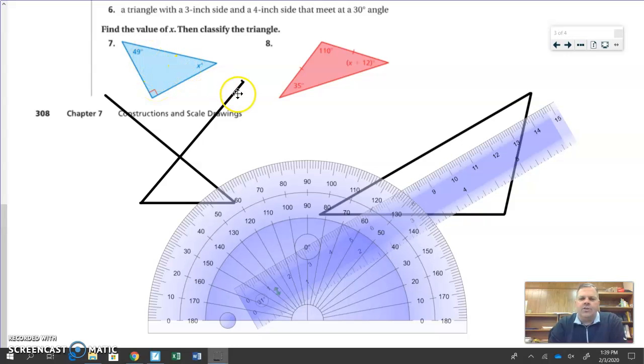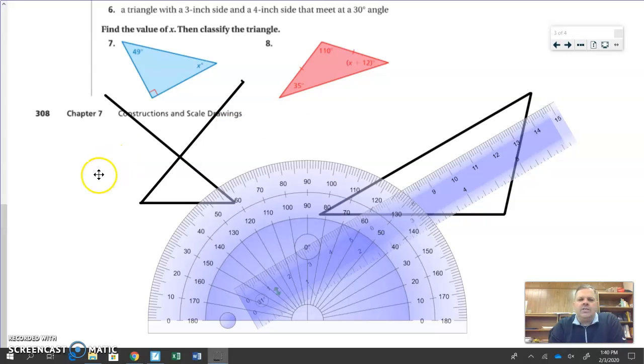All sides are different. In this one, I know that 110 plus 35 plus x plus 12 will equal 180. When I add the 110 plus the 35, that's 145, plus the 12, which is 157. Subtract that from 180. 180 minus 157 is 23. So x is 23. Because this is two lines there, 23 plus 12 is 35. This is an obtuse isosceles.